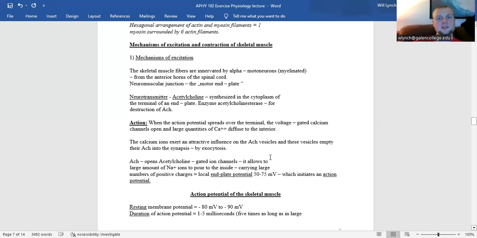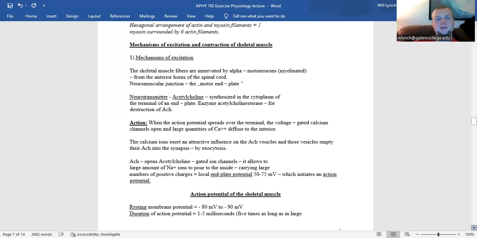It's then diffusing across the synaptic cleft and attaching to the acetylcholine receptors on the motor end plate, which are known as gated ion channels. When those gated ion channels open, they will allow for sodium ions to move inside. This will create a local end plate potential, which will initiate an action potential on the surface of the muscle.